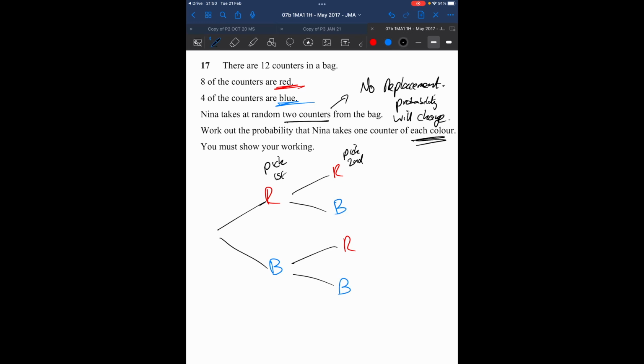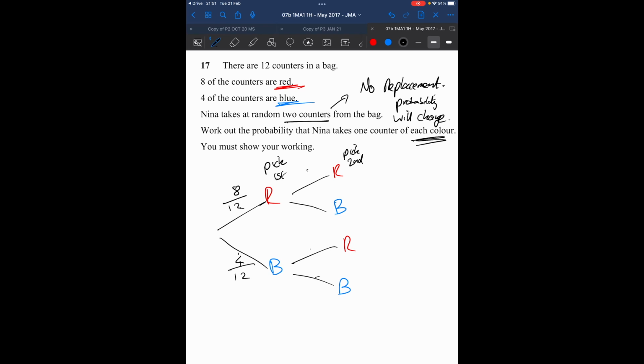So what does this mean? Well, this is a way of thinking about what happens. So you could pick a red first, and then pick a blue, for example. You could pick a blue, and then a blue. And what we're going to do is put some numbers on these branches, and you're going to use these numbers to find out what you want to know. So if there's 12 to start with, and it's at random, these things here are out of 12. Red, well, there's 8. And blue, there's 4. And we're assuming here they're equally likely to be picked.